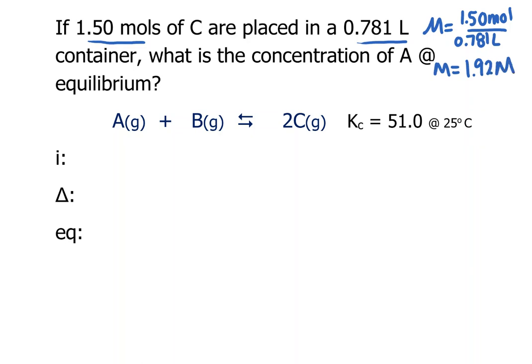And that is the concentration of C, the initial concentration of C. So that brings up the other thing that's different. Instead of starting with reactants, I'm starting this reaction by putting some C into a container to see what happens. So my initial for C is this 1.92 molar, and I'm starting out with no A and B.